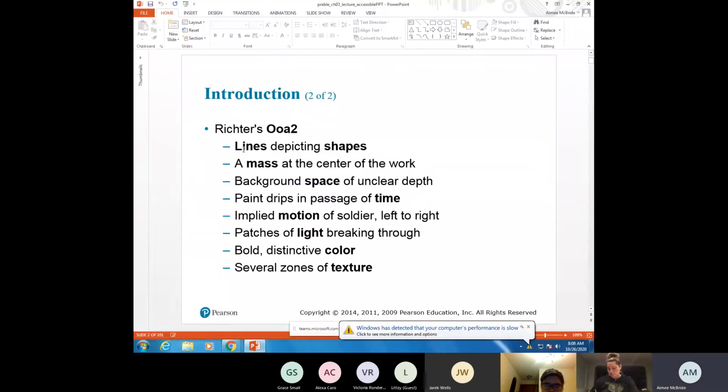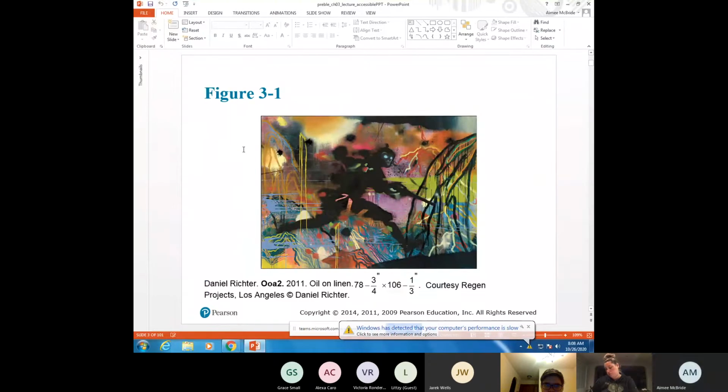So in Gerhard Richter's OOAA2, first we're going to look at the different lines that help depict the shapes. So this is, of course, oil on linen. It looks to be like it's a graffiti piece, but it's not. He used oil paint, using an airbrush technique to do it, which is why it looks like it's a graffiti.